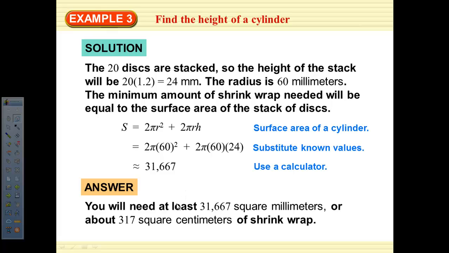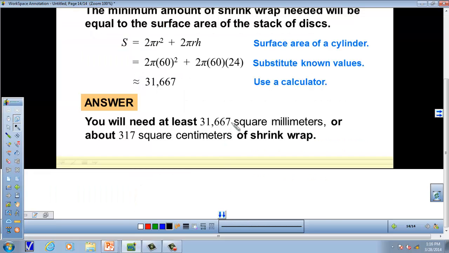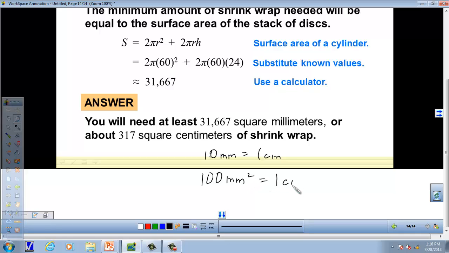Okay, and if we wanted to figure out how many square centimeters that would be, it shows it here. All you would basically do is, we know that 10 millimeters equals 1 centimeter. Therefore, 100 square millimeters equals 1 square centimeter. And so we would divide both sides by 100. So if we move it back 2 decimal places, that would give us our about 317 there. Okay.